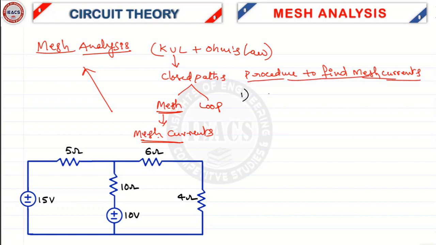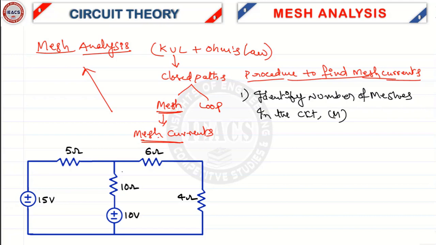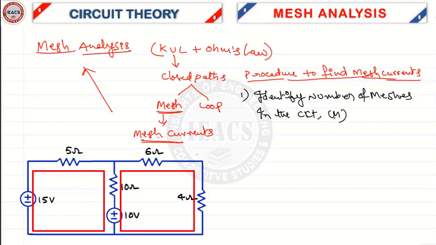As a first step, identify the number of meshes in the given circuit, and let there be m meshes. By observing our example circuit, there are two meshes. This is a mesh and this is the second mesh.